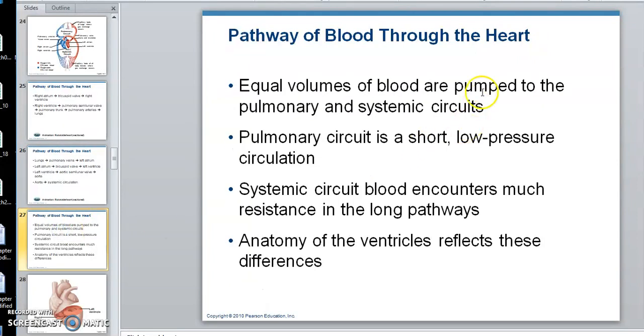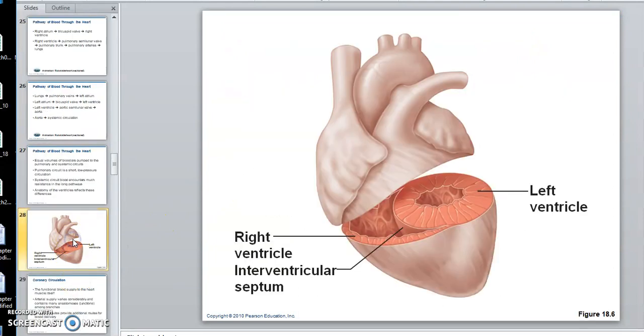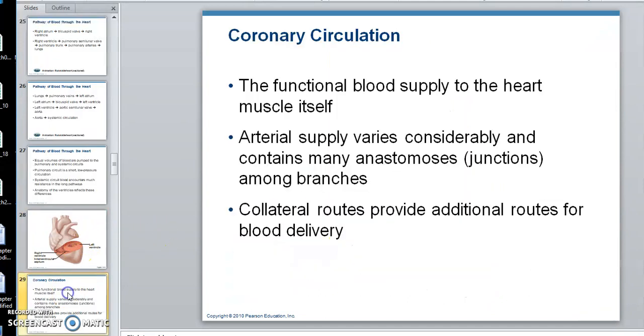Equal volumes of blood are pumped from both sides. So when the 2 sides squeeze down, they're pumping blood. It's not the volume, it's the pressure. The pressure on the right side is less than the pressure on the left side. Okay, here again is to show you that that's a thinner wall on the right ventricle than the left ventricle.